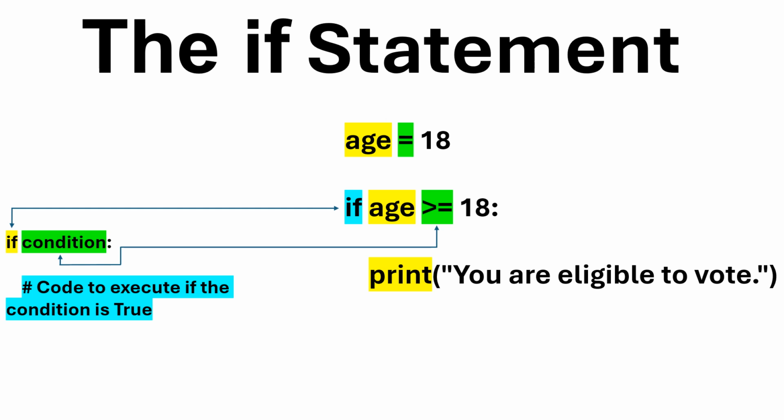The program first assigns the value 18 to the variable age. The if statement checks the condition age >= 18. Since the condition is true, the print("You are eligible to vote") statement is executed. If the value of age were less than 18, nothing would be printed.